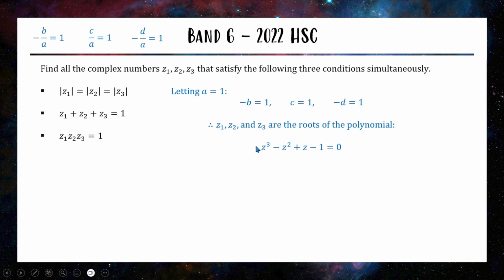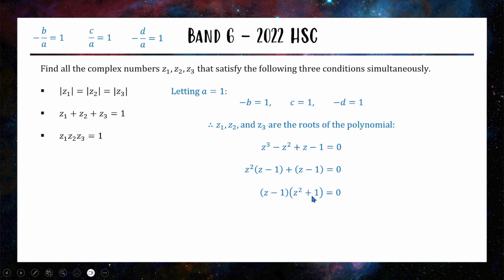Now we just need to solve this polynomial, which is actually pretty easy because this is kind of convenient to factorize. We can take z squared out of the front pair, and then if you put brackets around this, you can see we have a common factor of z minus 1. We can factor that out the front, giving us z squared plus 1.